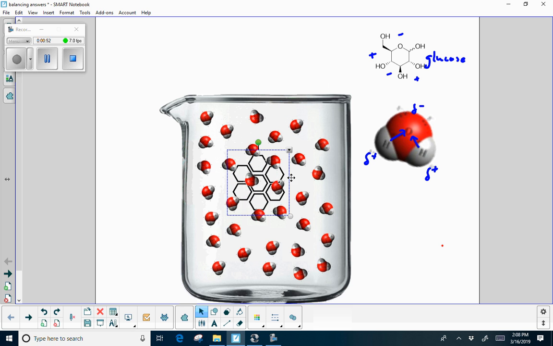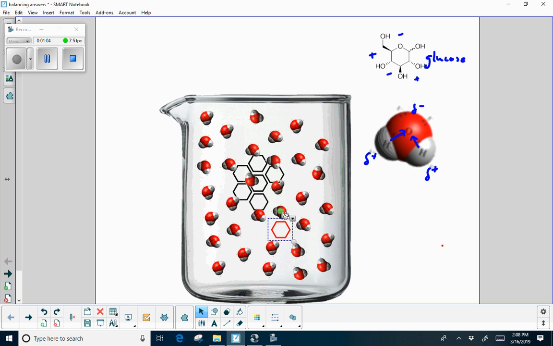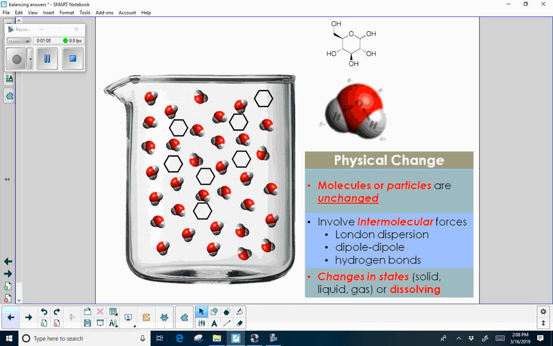So if I put glucose in here, what's going to happen is these glucose molecules are individually going to be interacting with water molecules because of their polarity, and they're going to form these intermolecular attractions between them. So this is what's happening in a physical change. We call this a dissolving process. We're simply mixing the two substances. There's no change in the water molecule. There's no change in the glucose. All that's happening is we've got these intermolecular forces that are interacting with each other.